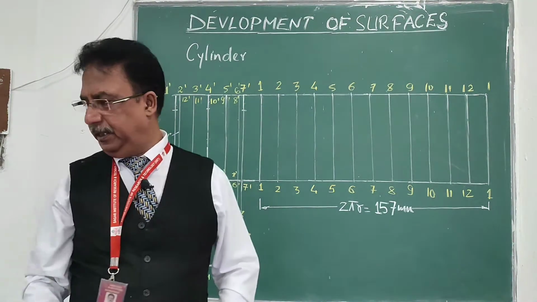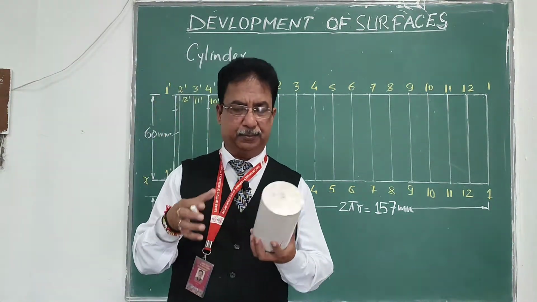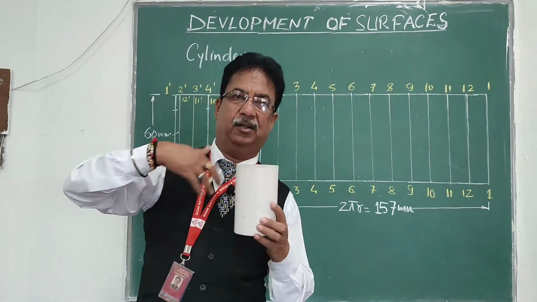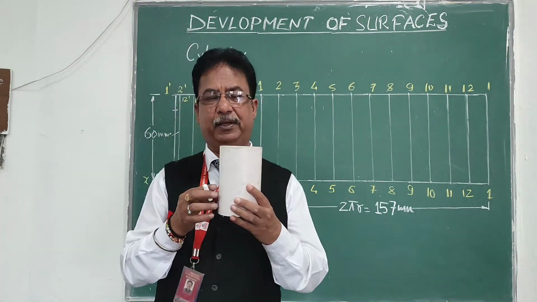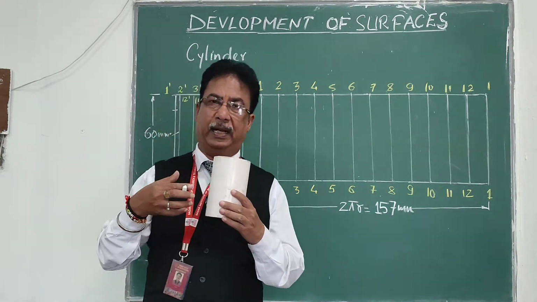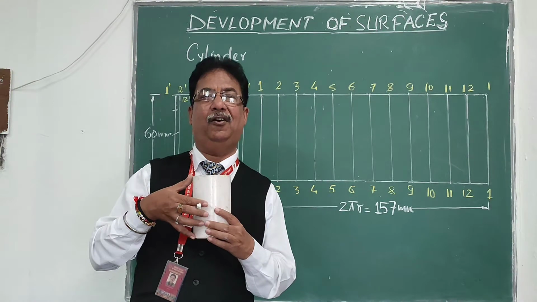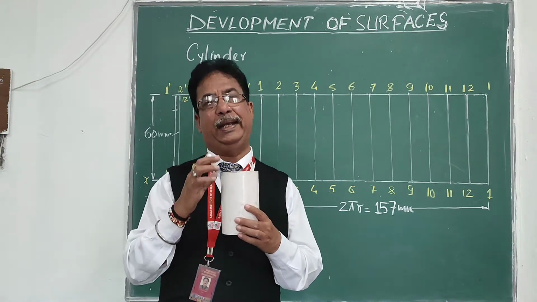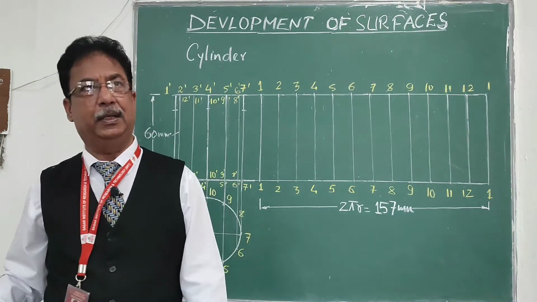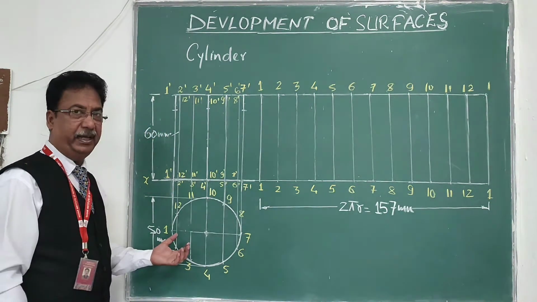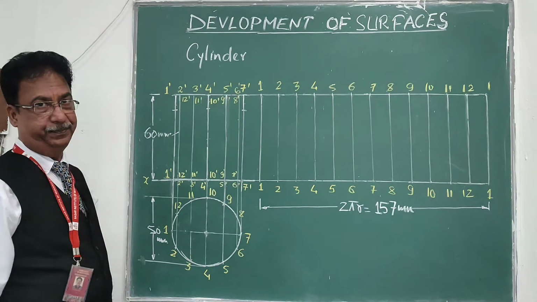As you already know, the development of a cylinder: this is a cylinder, it has two circular bases and this curved surface. The development of a cylinder will be a rectangle. For the lateral part, the development of the cylinder will be a rectangle of length 2 pi r into height. So in this particular problem I have taken a cylinder having base diameter 50 mm and height 60 mm.